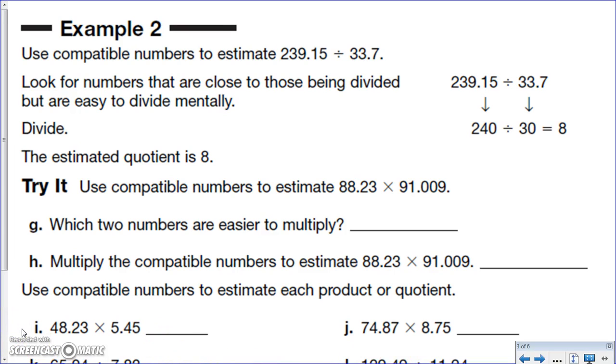Try it. Use compatible numbers to estimate 88 and 23/100ths times 91 and 9/1000ths. So when we're multiplying, when we're trying to estimate, we want numbers that are nice, round, and easy to do in our head. So we're going to round both numbers to 90. Because in this case, we know 9 times 9 is 81, and then we just have to add the 2 zeros on. So we get 8,100.